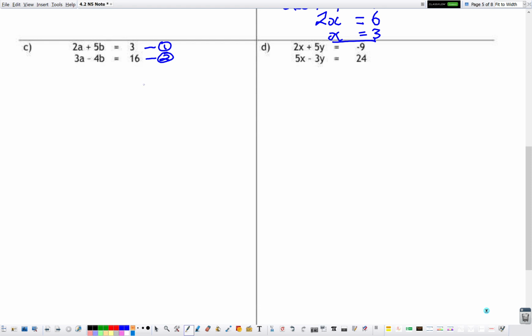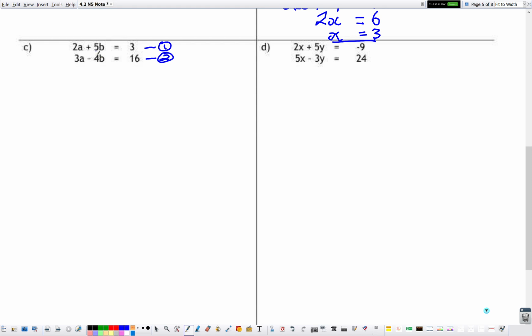Now, you have the choice here to decide which you are going to match up. Are you going to match up the a's, or the b's? What we're looking for is the lowest common multiple, the lowest number that the numbers in front of the a's or the b's can go into. The lowest common multiple of 2 and 3 is going to be 6. So if I multiply 2 by 3 and 3 by 2, they will both give me an answer of 6. That is probably my easiest option.